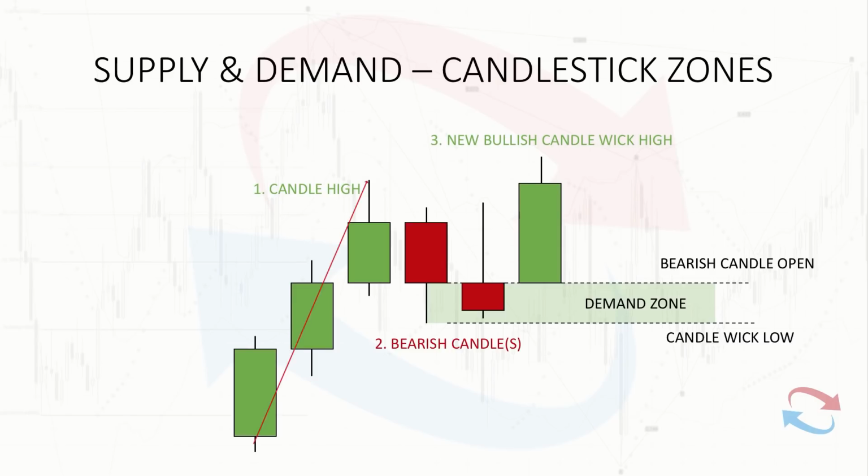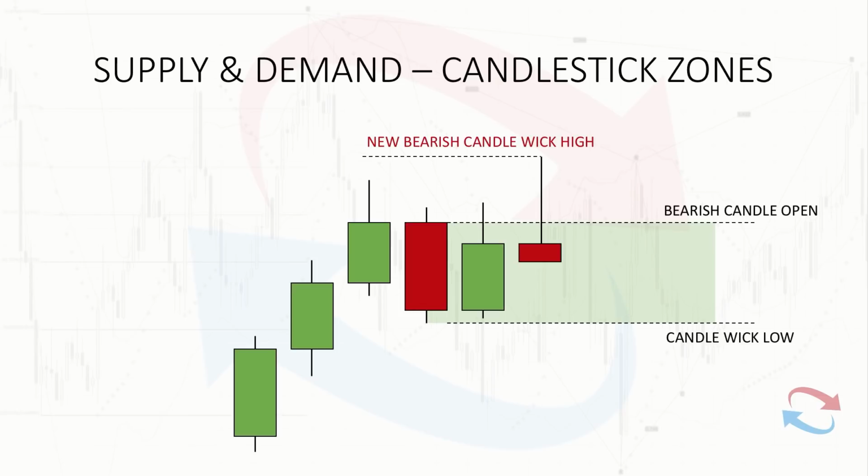Now, if we get a situation like this, where we have a bullish candle, 2 bearish candles, or 3 bearish candles, then a bullish candle, the demand zone will be drawn from the last bearish candle in the sequence. So this is the bearish candle's open to the swing low. And again, as long as the bullish candle makes a new high above this candlestick here, again, it can either be a wick higher or a close higher than that swing, this is how we would draw our demand zone.